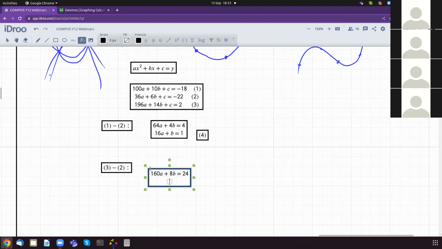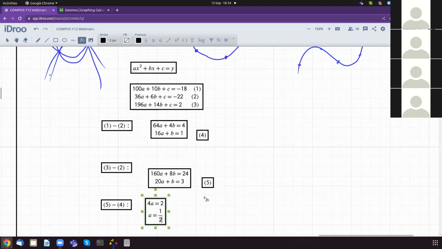And as usual, you could divide this by 8. So that's 20a plus b equals 3. And we won't give this equation a name. This would be equation 5. And now I do equation 5 minus equation 4. And 20 minus 16, that's 4a. b minus b is 0, equals 2. So a is a half.